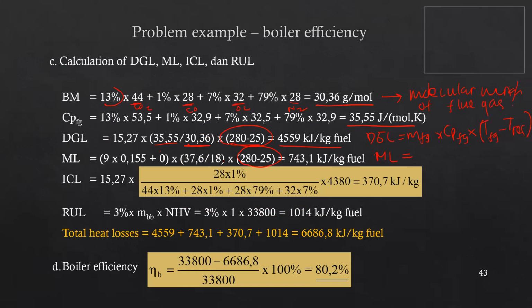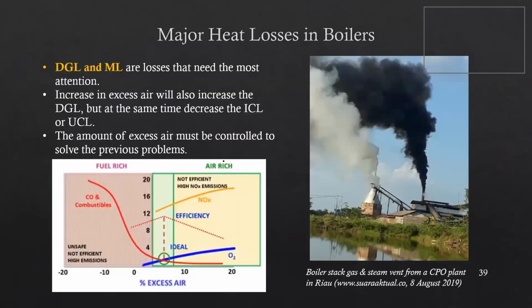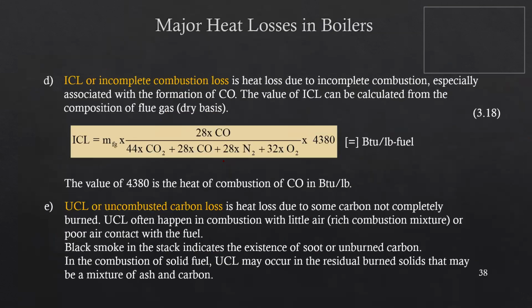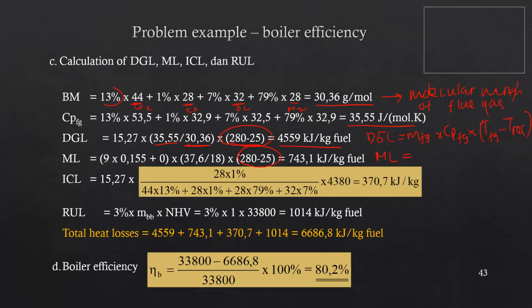So the formula is given in here. We have the Cp of the water, multiplied by 9H plus W, and multiplied by the difference between the temperature of the flue gas minus the temperature of the reference. So we have Cp, 9H plus W, multiplied by T flue gas minus T reference.